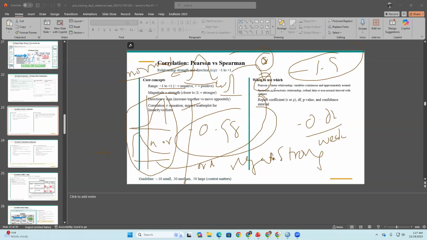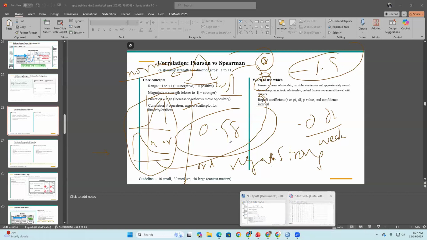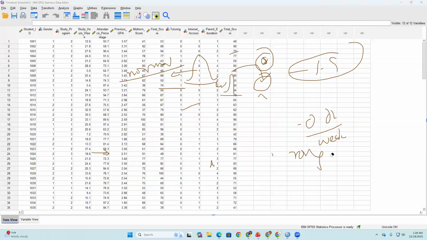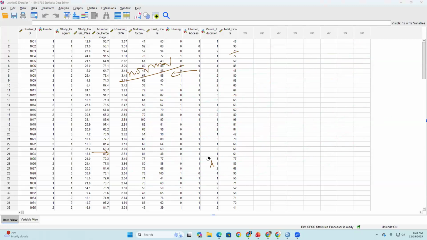Let's move to performing this Pearson correlation to see how our graphs and outputs look. Let's move to SPSS. Can you see the data set? Yes. Okay. So we can see the data set, and now let's do some correlation analysis.